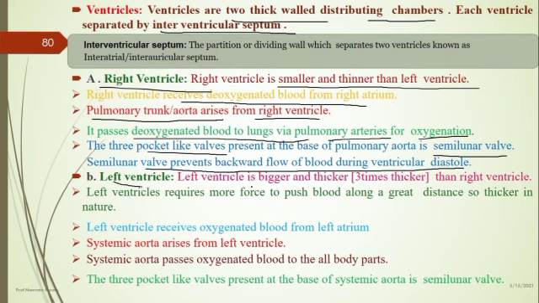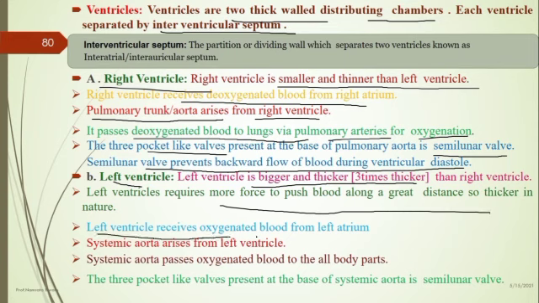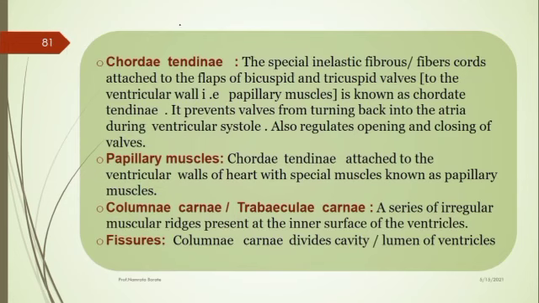The left ventricle, what is it? It is larger, thicker and more muscular than the right ventricle. It requires more force to push the blood along a great distance, so it is thicker in nature. The left ventricle receives the oxygenated blood from the left atrium. The systemic aorta arises from the left ventricle, and at the base there is a valve called the semilunar valve.